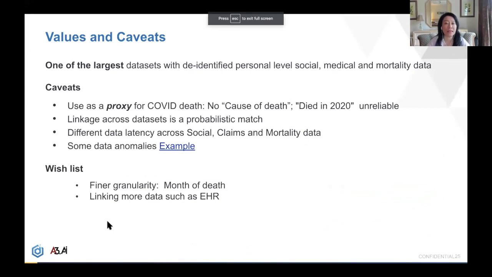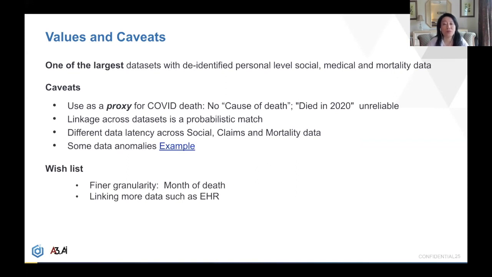So now the values and caveats we have on our hands. We believe this is probably one of the largest, or at least the broadest, data sets with de-identified personal-level social, medical, and mortality data all in one place. There are different death risk calculators by, say, Hopkins and CDC. They come from different angles. Some are deeper and narrower in data, but this is broader. Now, the caveat is that there's no cause of death in the mortality data, at least in this linked set, so we can only proxy it as a COVID death.